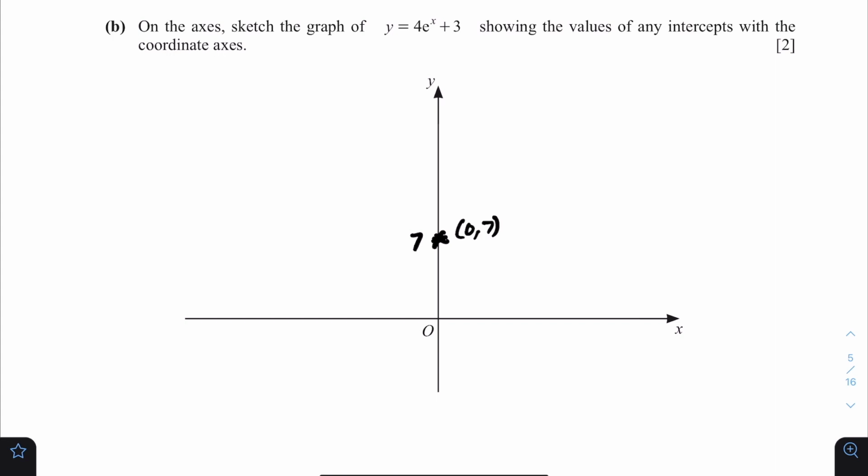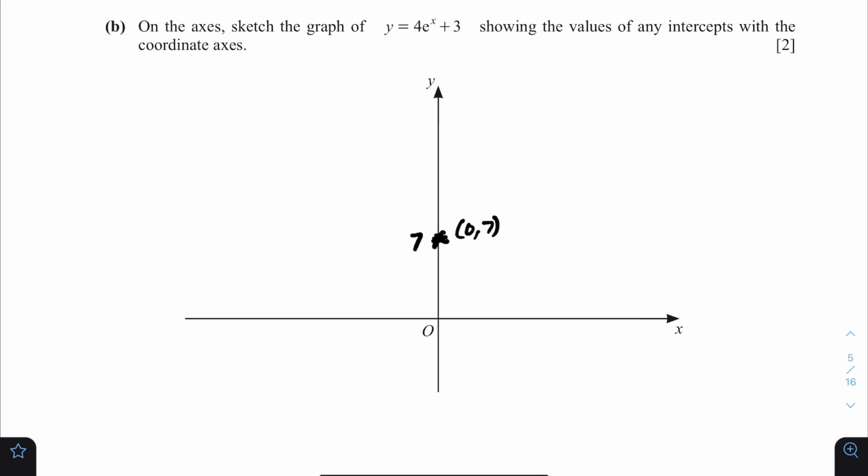Now the x-intercept, this over here, is a little bit more complicated because we have to solve this equation. 4 times e to the power of x plus 3 has to equal 0. So 4e to the power of x is equal to negative 3, e to the power of x is equal to negative 3 over 4. And here we hit a roadblock because e to the power of x can never be a negative number. Therefore, there is no x-intercept.